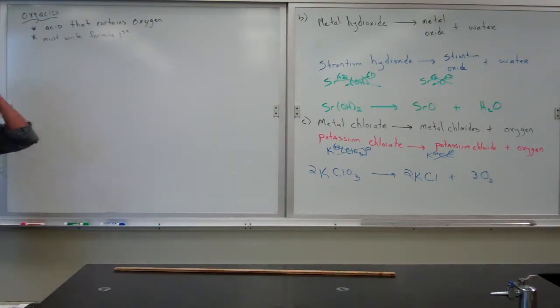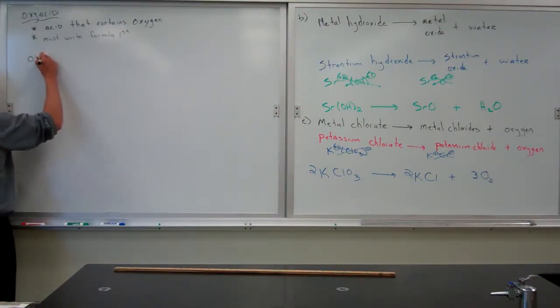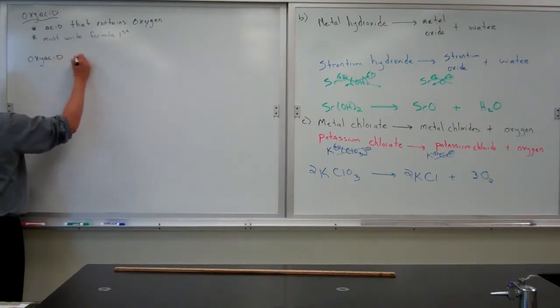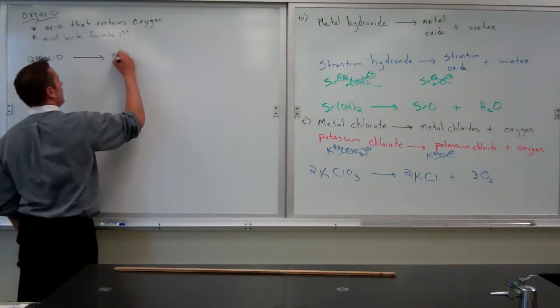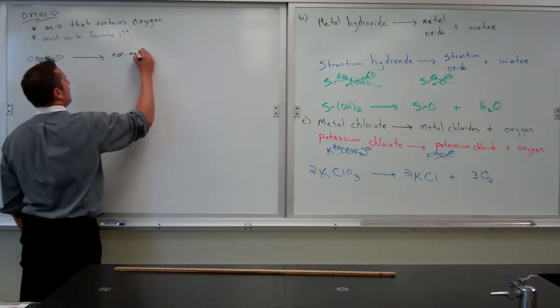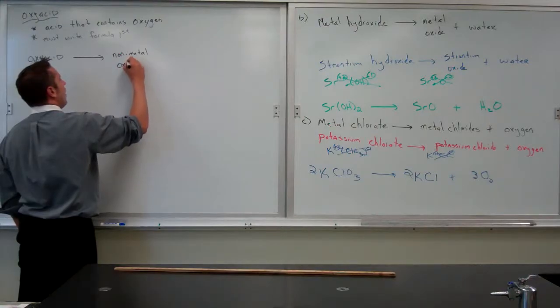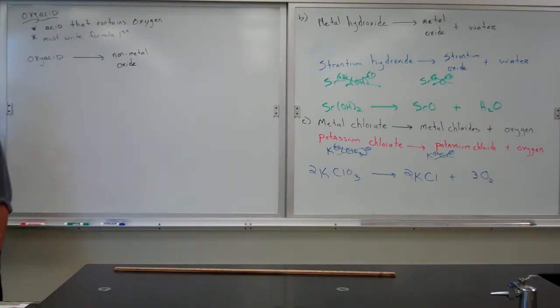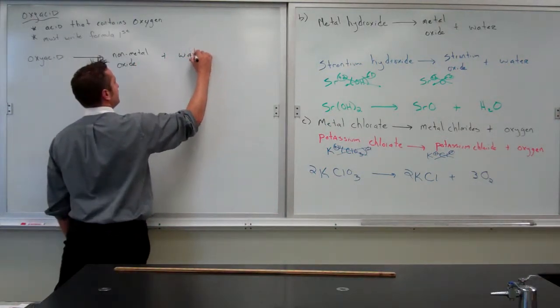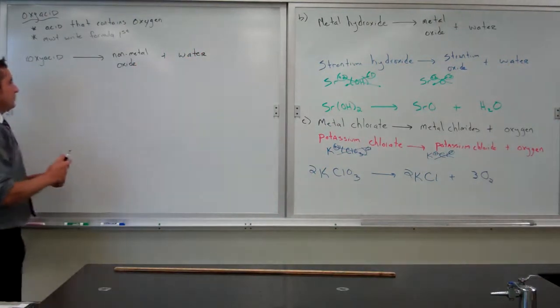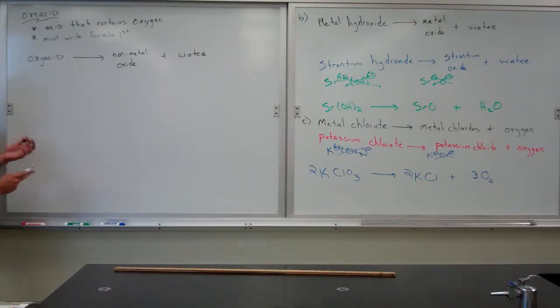So I must write the formula first. From here out, if we get an oxy acid, oxy acids always decompose into a non-metal oxide plus water. And the non-metal oxide you get by removing water from the oxy acid.